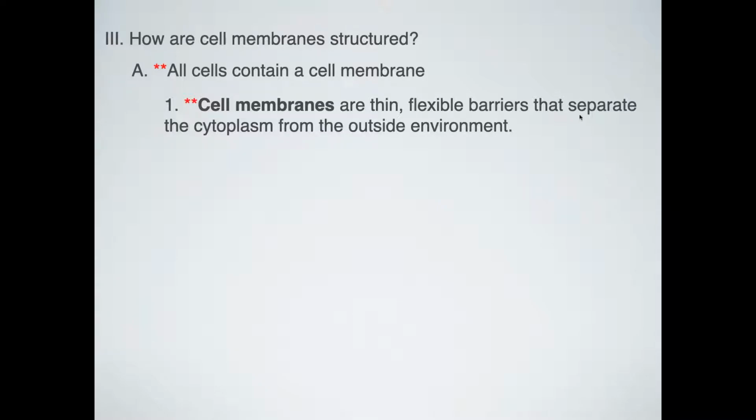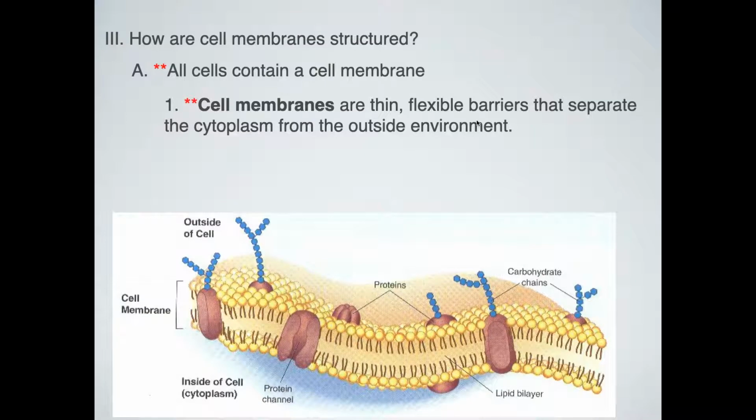Okay. And it is a flexible barrier. So it can kind of squish and move around. And that's true even of plant cells, even though plant cells have what we call a cell wall. And even bacteria have a cell wall. Okay. So here is a representation of what a cell membrane looks like.